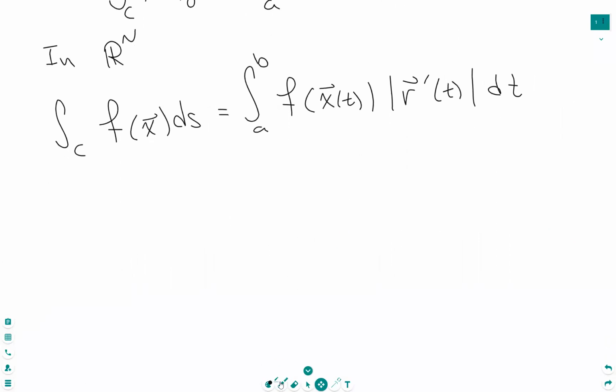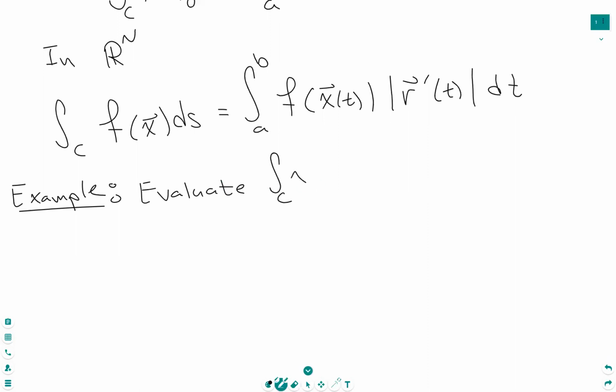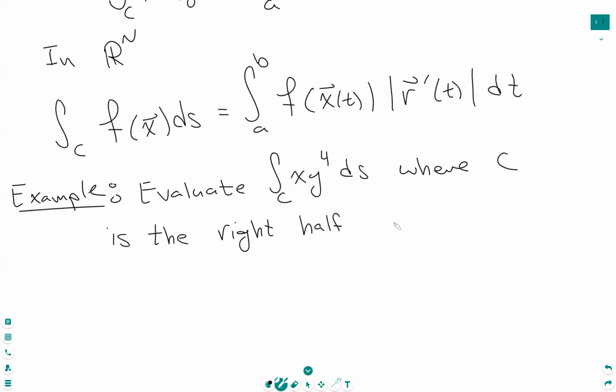So let's do our first example. What we're going to do is evaluate the line integral over C of x, y to the fourth ds, where C is the right half of the circle x squared plus y squared is equal to 16. Traced counterclockwise.